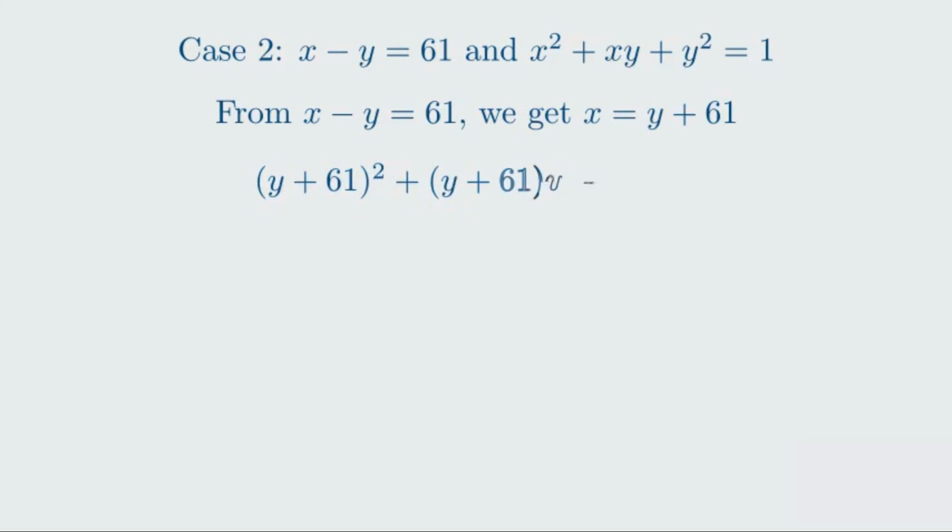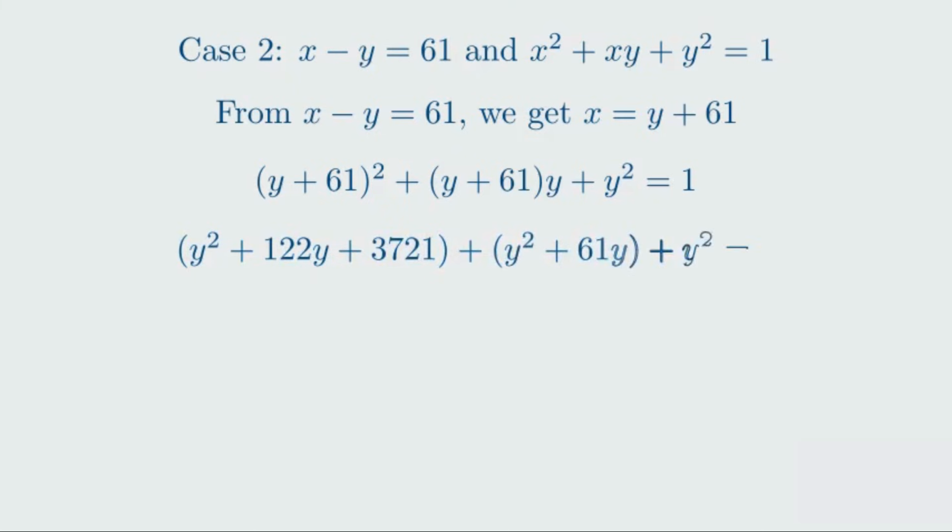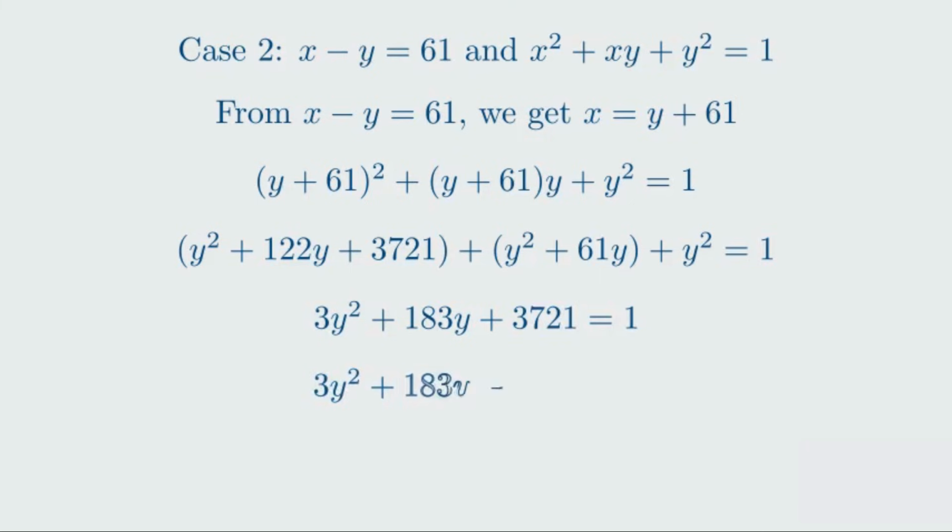Let's expand and simplify this equation. Expanding the terms, we get y squared plus 122y plus 3721 plus y squared plus 61y plus y squared equals 1. Combining like terms, we get 3y squared plus 183y plus 3721 equals 1. Now let's form a standard quadratic equation by subtracting 1 from both sides. We have 3y squared plus 183y plus 3720 equals 0. As before, we can simplify by dividing by 3. This gives us the quadratic equation y squared plus 61y plus 1240 equals 0.